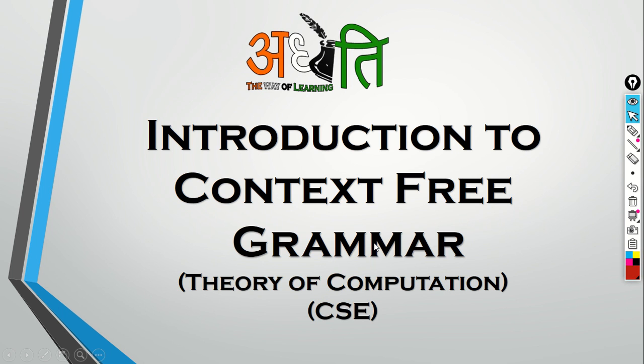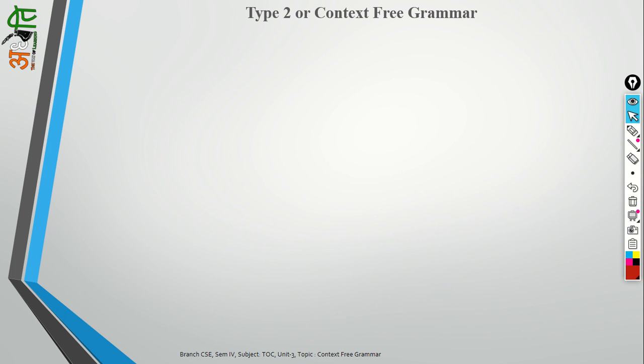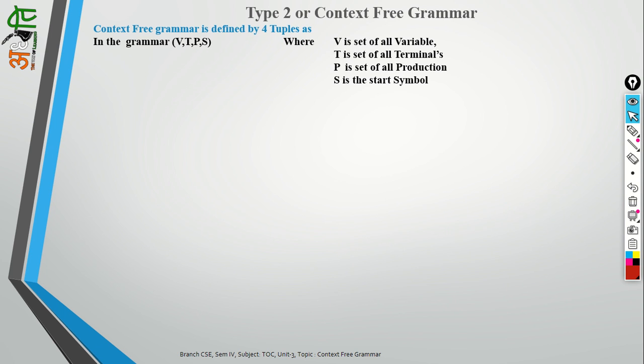In the previous class, we discussed the regular grammar. So context-free grammar is a type 2 grammar. In the previous lecture, type 3 grammar was regular grammar. So we can say a context-free grammar simply defines a tuple which contains four components: V, T, P, S, where V stands for variable, T stands for terminal, P stands for production, and S stands for start symbol.